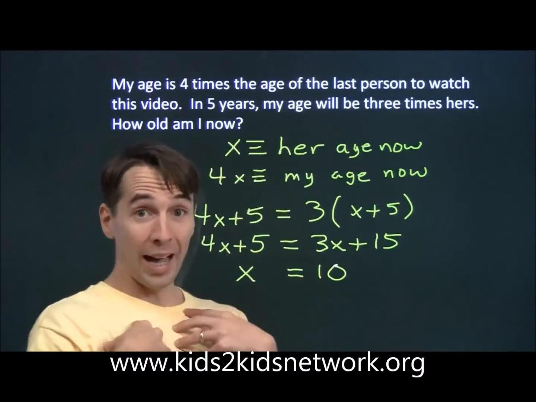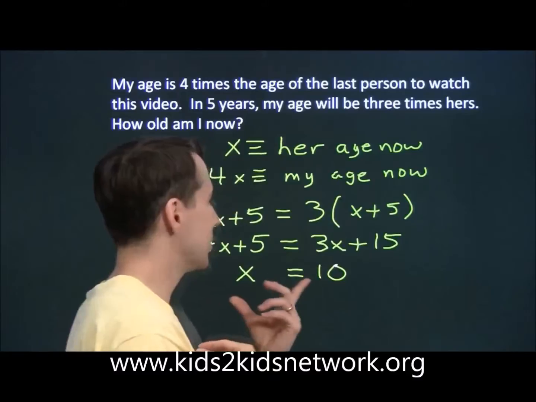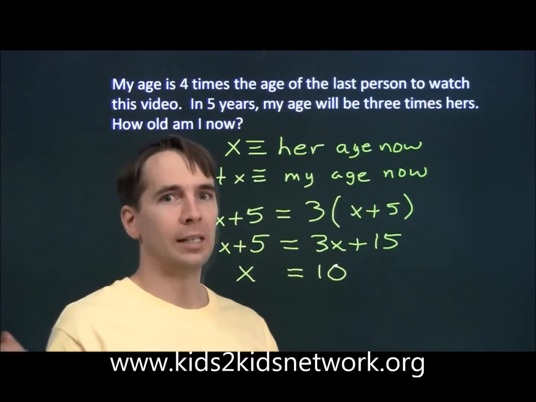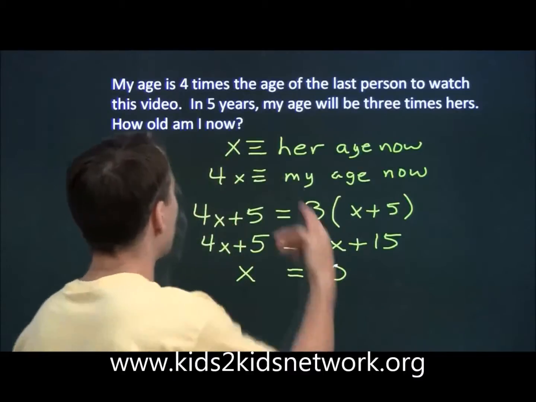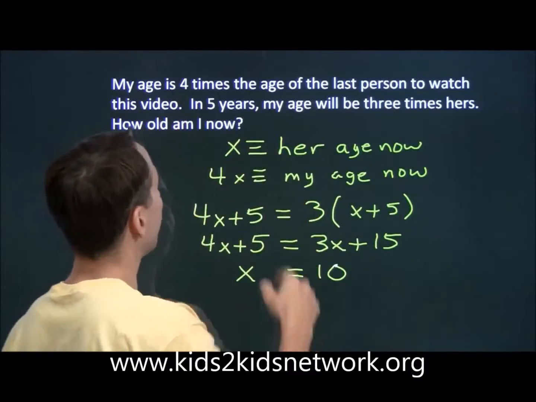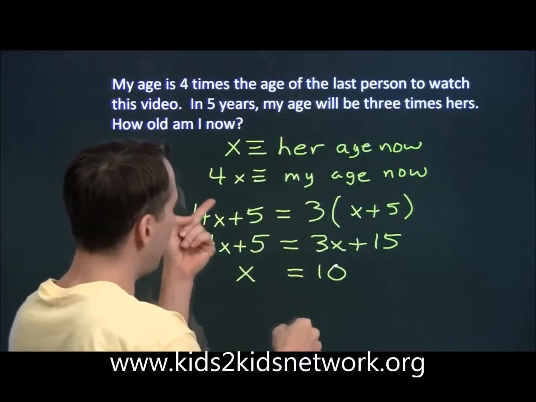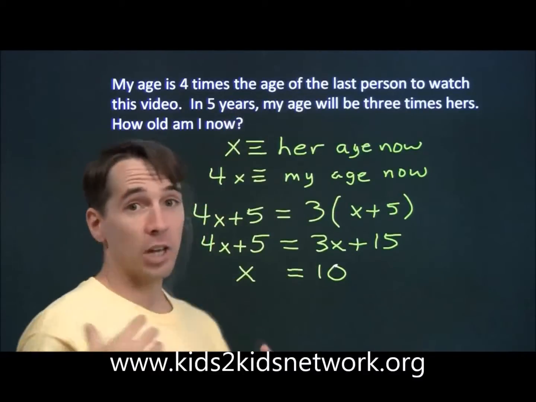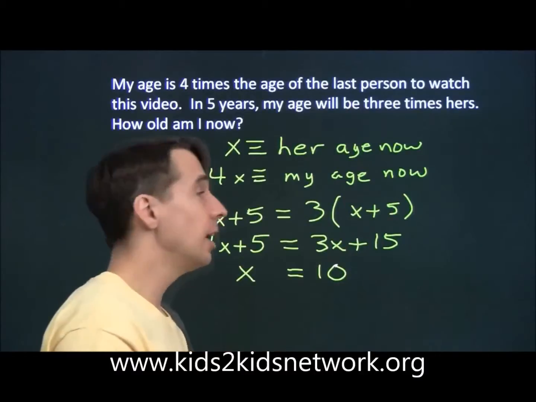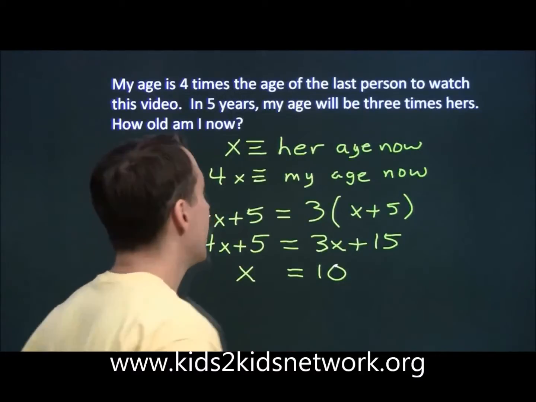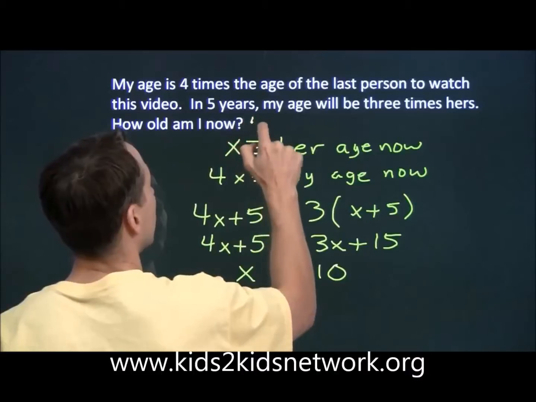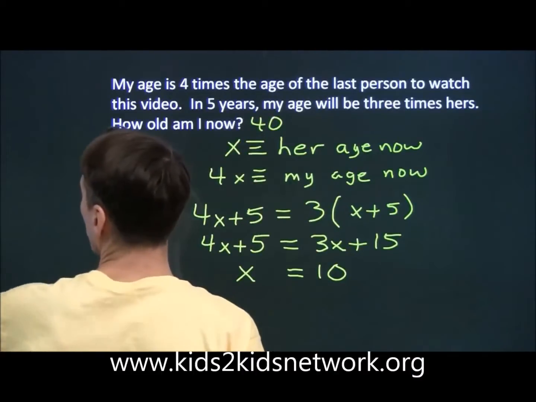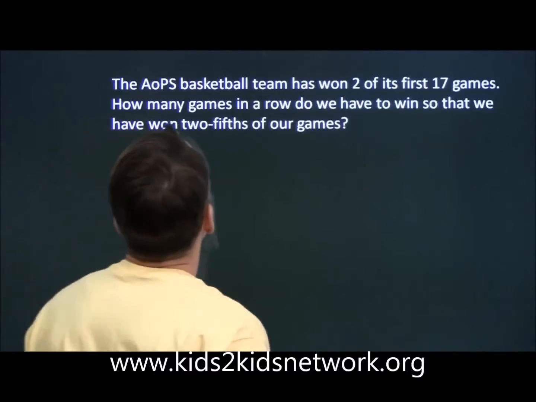Question asks how old I am. I'm certainly not 10 years old. My age now is 4 times 10, which is 40. Yeah, I'm old. Now we can check our answer. My age is 4 times her age. Sure enough, if I'm 40 and she's 10, I'm 4 times as old as she is. In 5 years, I'll be 45. She'll be 15. I'll be 3 times as old as she is then. So how old am I now? I'm 40.